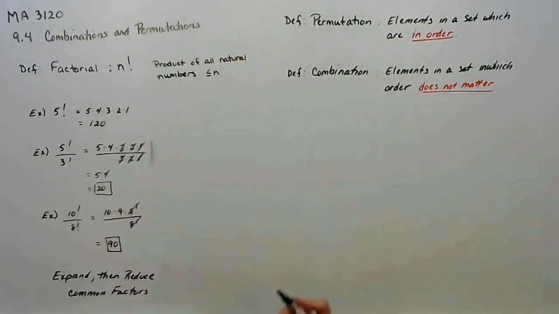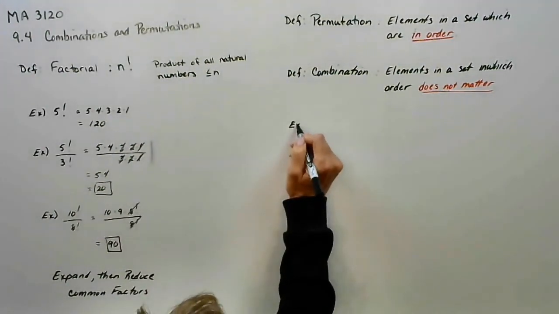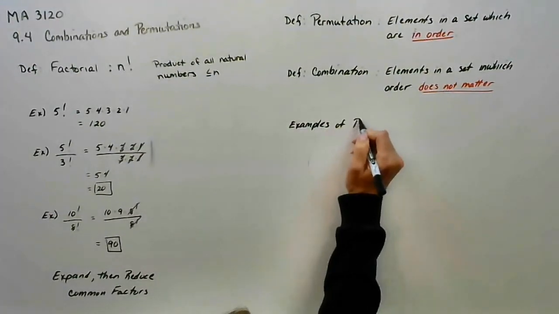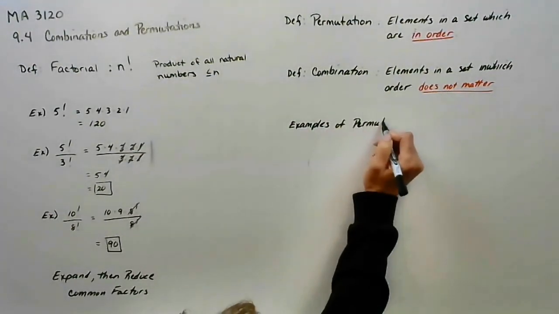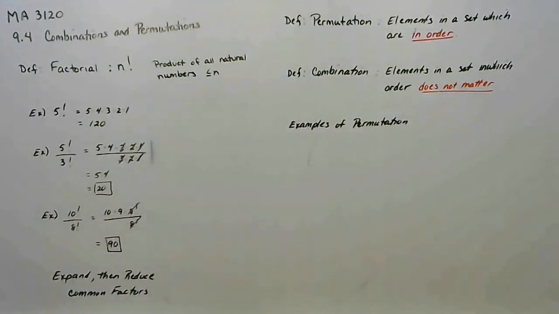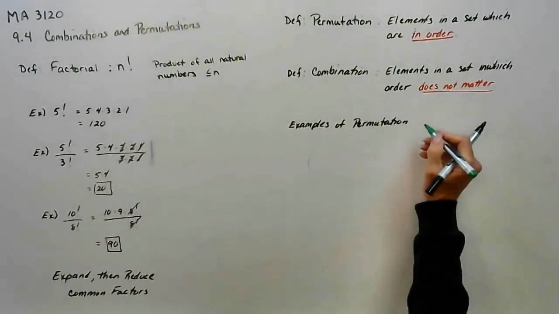So here are some examples of a permutation. And I also want you to think about the idea of the fundamental counting principle. I mentioned that a little bit before.